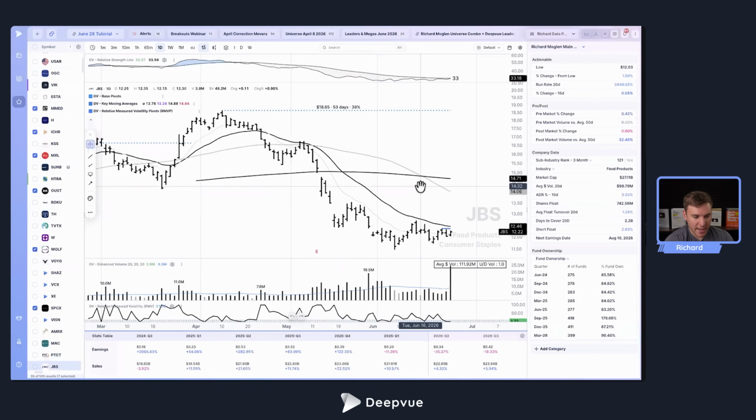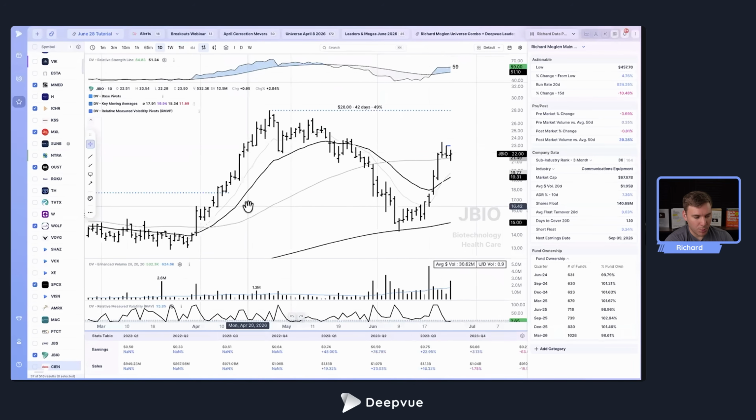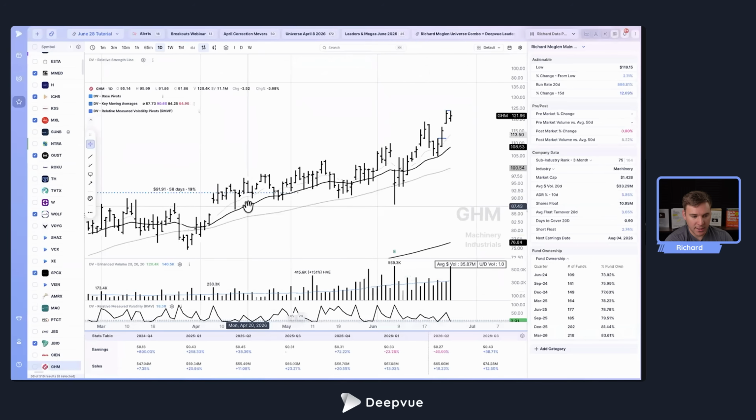Okay. JBS bottoming pattern, not really my focus. JBO, I'd like a little bit more of a pause here. This is a biotech though. So again, we're seeing a big move. This is a faster mover name. So swing trade opportunity. We've got a fast move up, now tightening. I'd like a little bit more of a pause here. We'll add it though. We probably won't choose it for the final watch list, but we'll add it here.